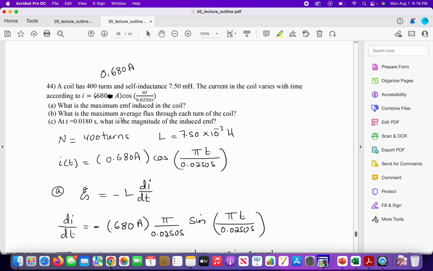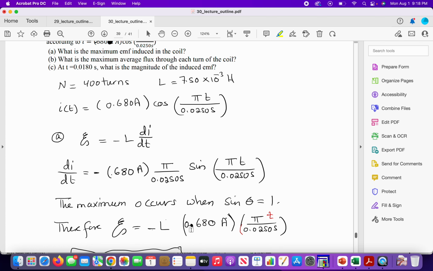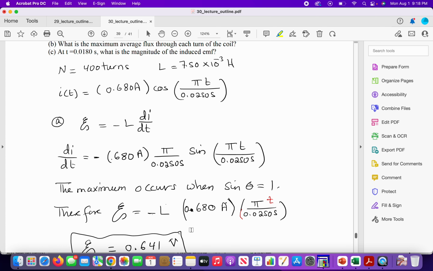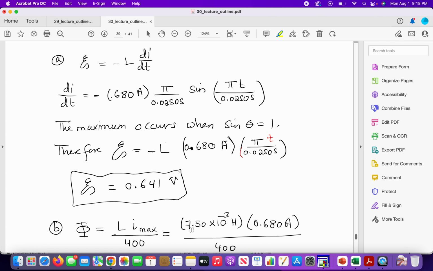Of course, I listed here my quantities, and then I have that this is the expression for I, and then EMF is going to be minus L di over dt, and therefore I can differentiate this, and then I will say it is negative 0.680 amperes times pi over 0.0250 times sine of pi t over 0.0250, and then the maximum occurs when sine theta is 1, and then I will be able to calculate EMF as 0.641 volts.